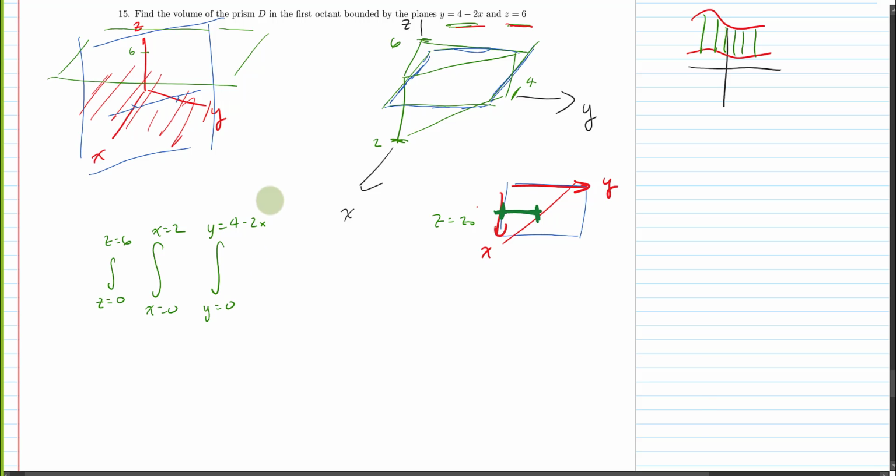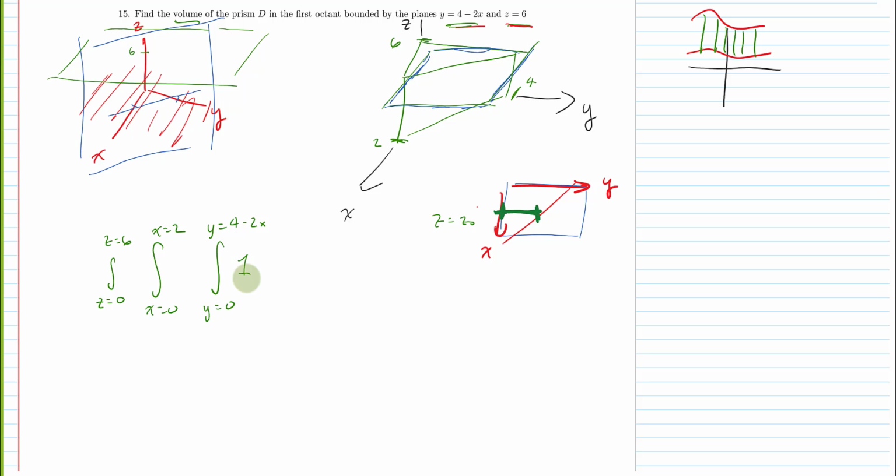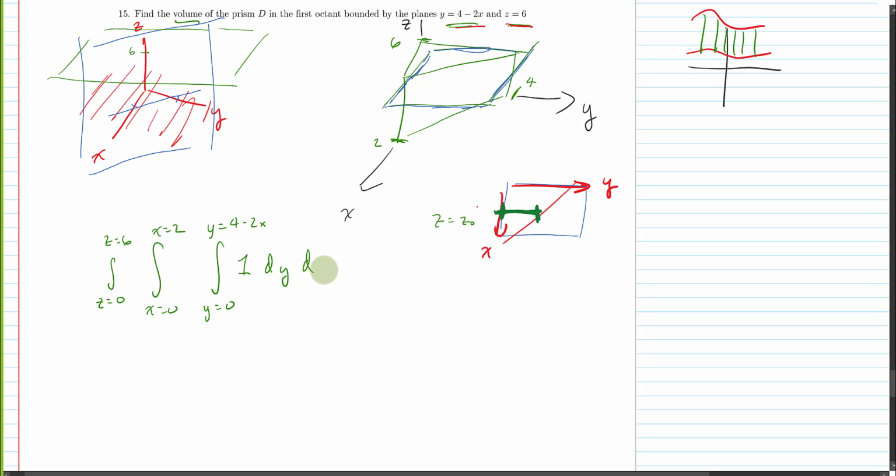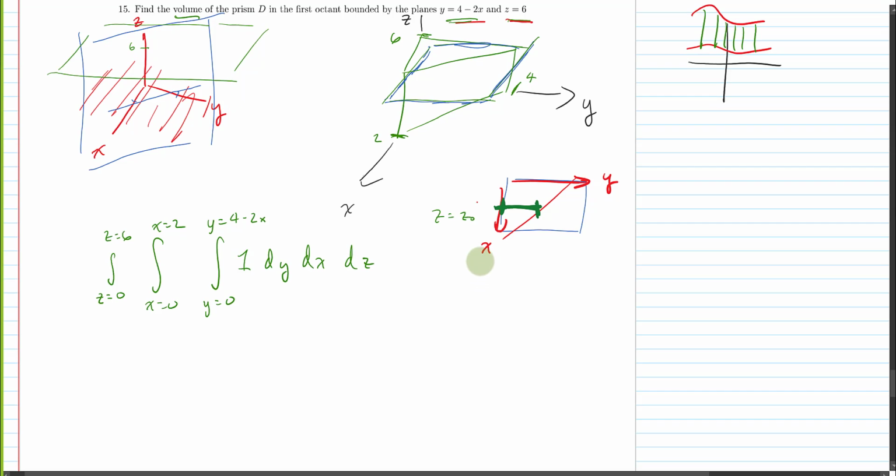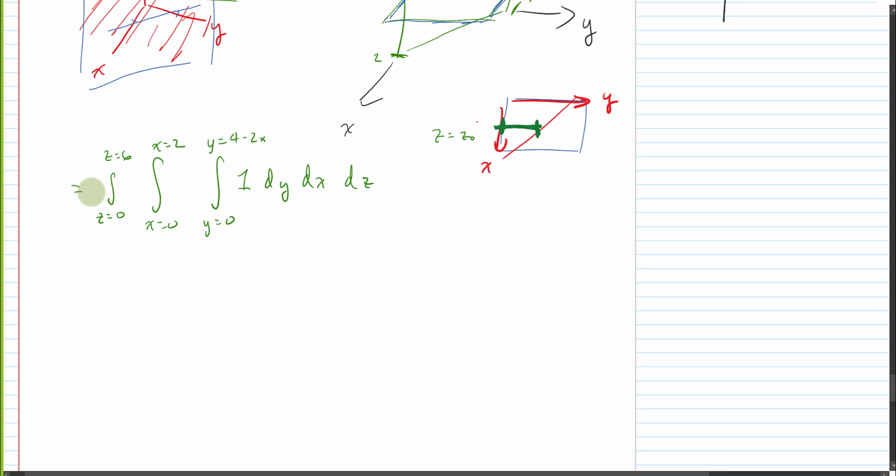So what's our function? If we're just looking for volume, folks, what's my function here? It's just the volume finding function 1. And you don't have to write that. I probably will just keep doing it for a while. And then we're going to iterate dy, dx, dz. Okay. So where are we? We're about out of time. So we'll stop there.